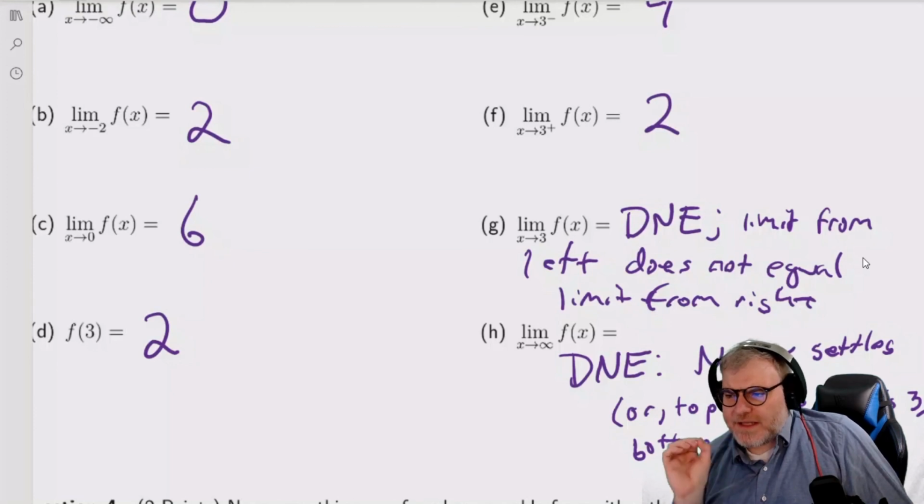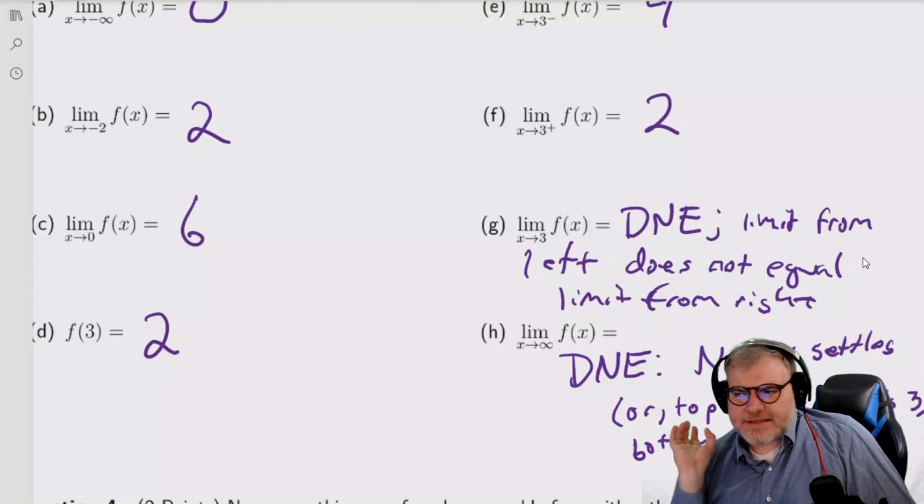Okay, any other questions about the quiz? Harmonics, totally different things.